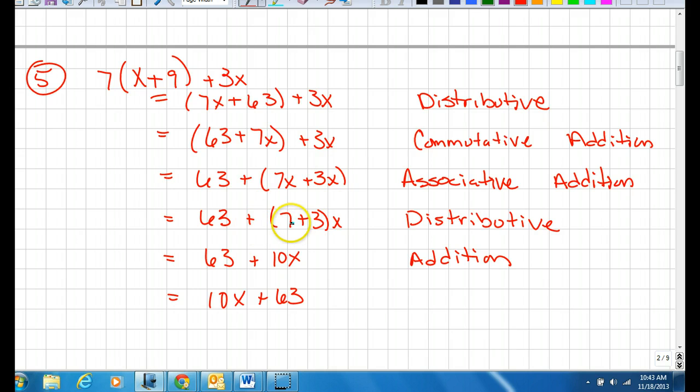So then adding the 7 and the 10 together, that's just 10x. It didn't even ask you on the page for that property. But what changes in the last 2 steps? Yep. The 10x and the 63x are changing places. They're moving, so that's commutative of addition again.